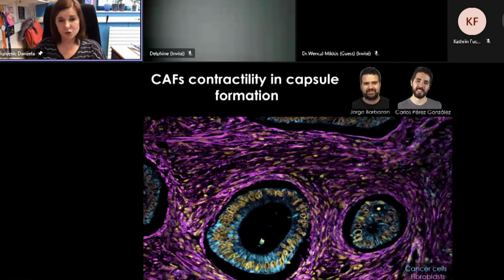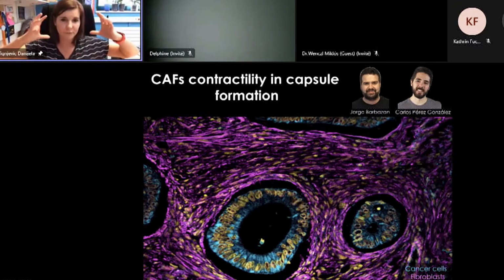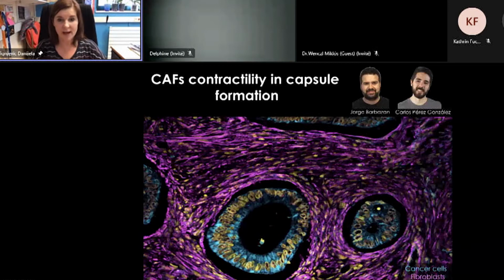Now, if you look at the tumor, this is a colorectal cancer, but this is true for other tumors as well, in particular, for example, for PDAC, the cancer cells are surrounded with huge amounts of fibroblasts and their ECM. And they're creating this boundary or capsule that would oppose the tumor growth. So here we asked whether the fibroblasts, in particular their contractile capacity, would play a role in shaping the tumor, forming these capsules around cancer cells and preventing tumor spreading.